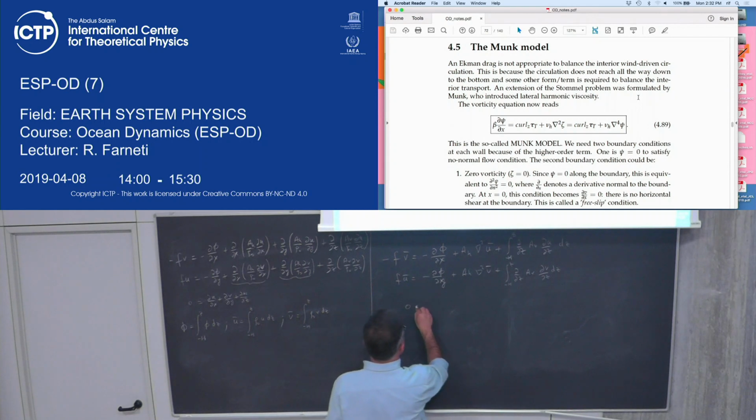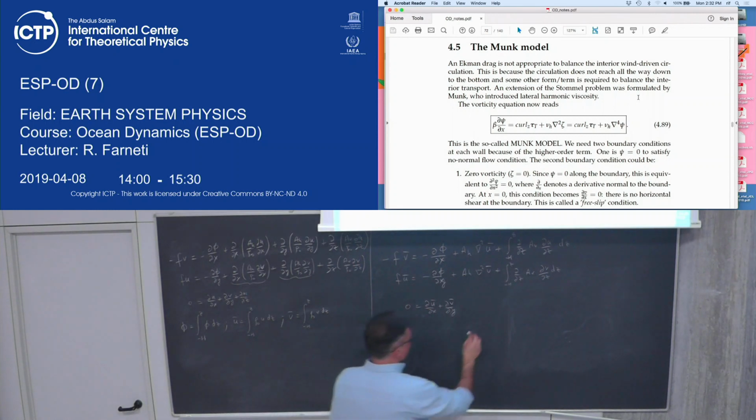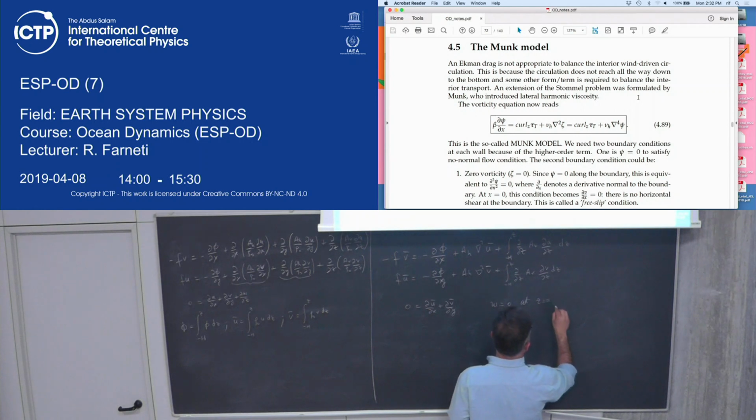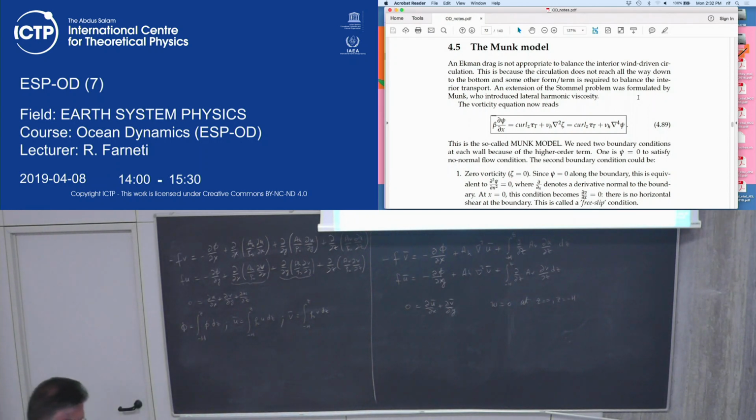And then we're going to say du by dx plus dv by dy equals 0. And this is because we set the vertical velocity to be equal to 0 at z equals 0 and z equals minus h. So there's not going to be any vertical velocity at the top and the bottom. So the vertical integral is going to be 0.